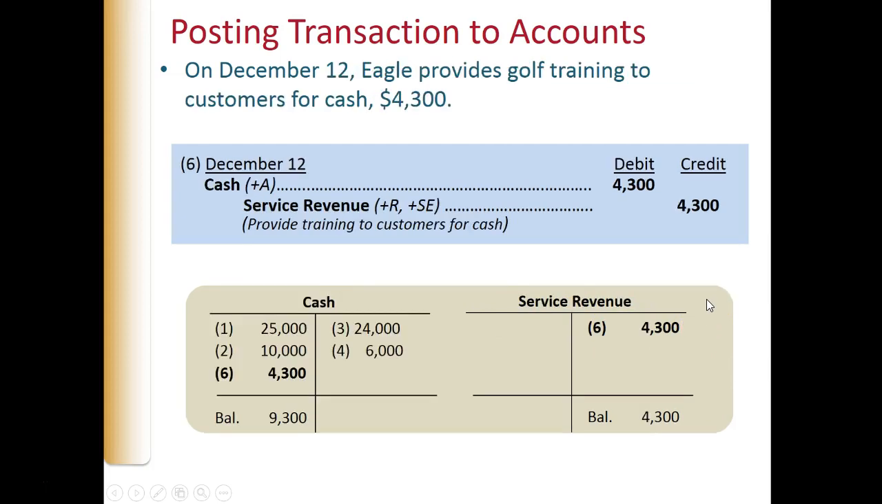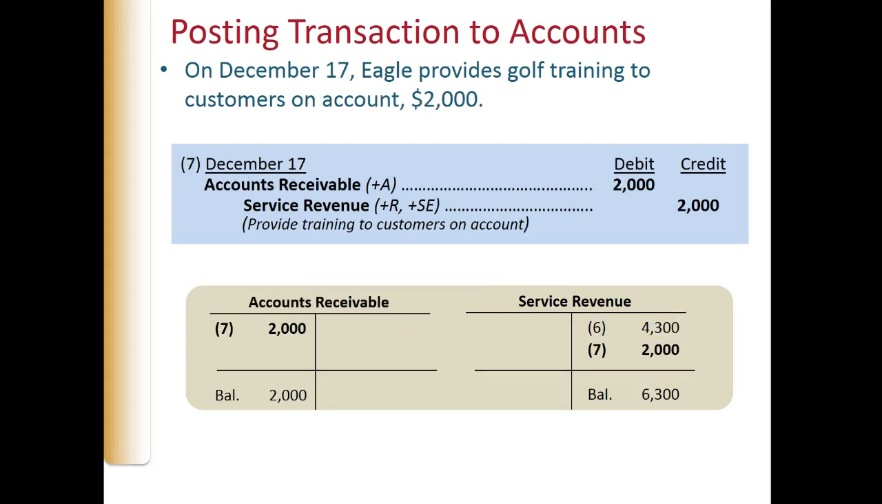Make sense? Next, on December 12th, Eagle provides golf training to customers for cash, $4,300. Cash increased $4,300. Service revenue increased $4,300. Do you see number 6, debit to cash, service revenue, credit. Then on December 17th, Eagle provides golf training to customers on account, $2,000. Our accounts receivable increased, $2,000. Our service revenue increased as a credit, $2,000.